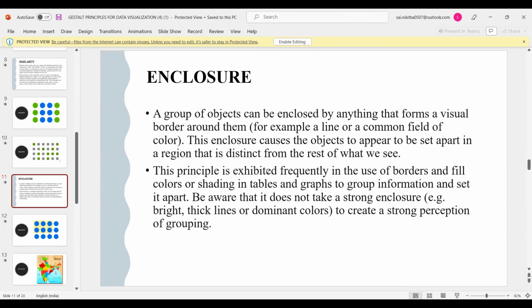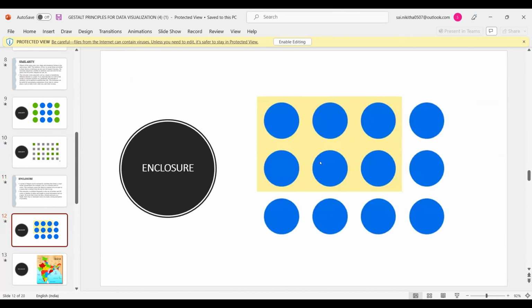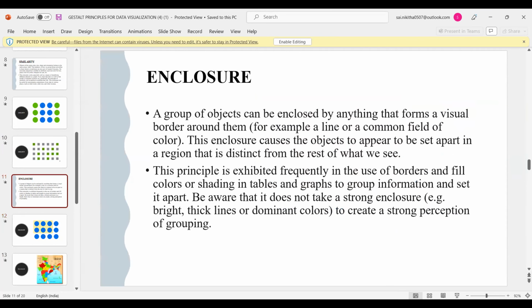Next, enclosure. Enclosure means a group of objects that are enclosed by anything that forms a visual border around them. We can understand by this example. Here, in these 6 objects, our background region is enclosed by a color. So these 6 belong to a similar group. This principle is exhibited frequently in the use of borders and fill colors or shading in tables and graphs to group information and set it apart.